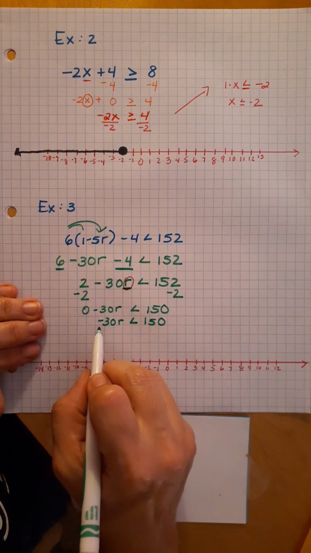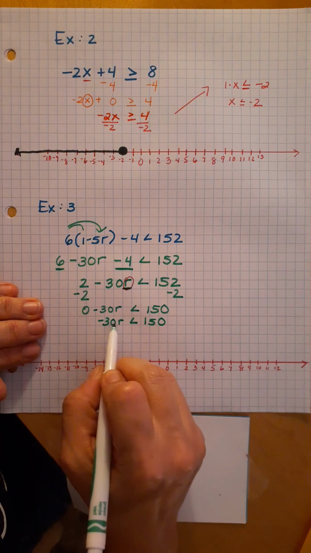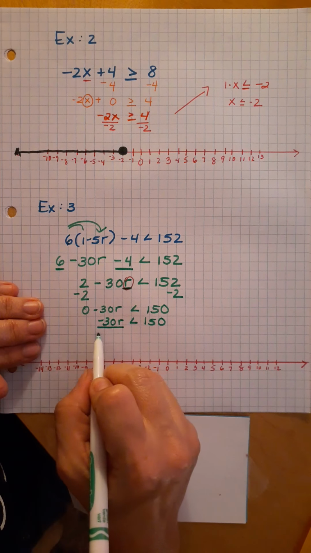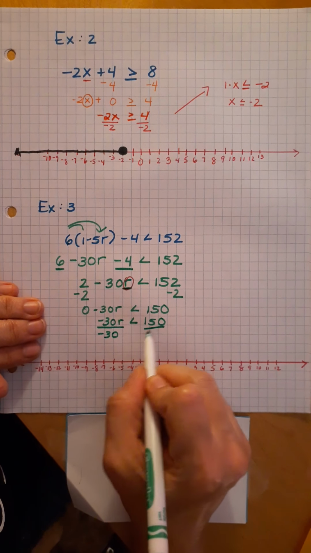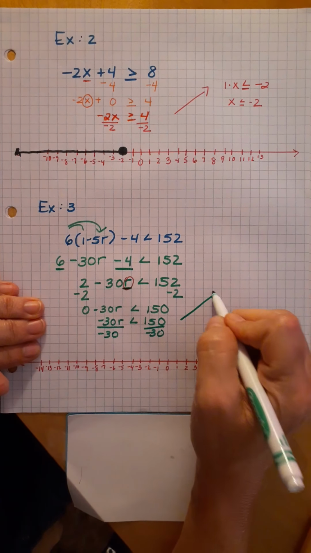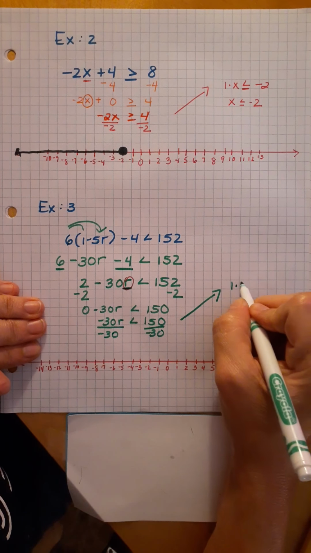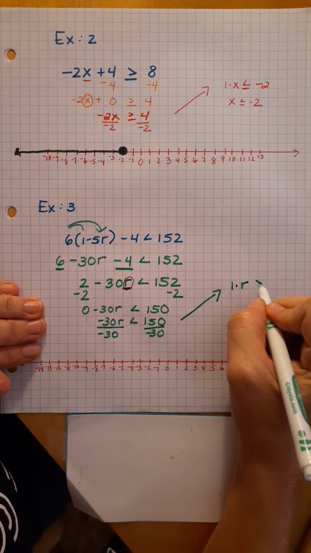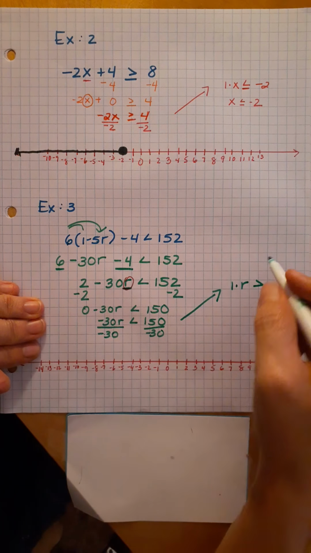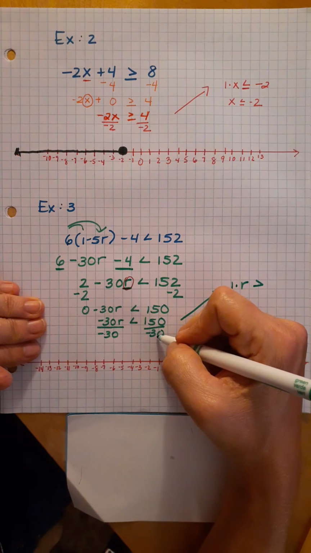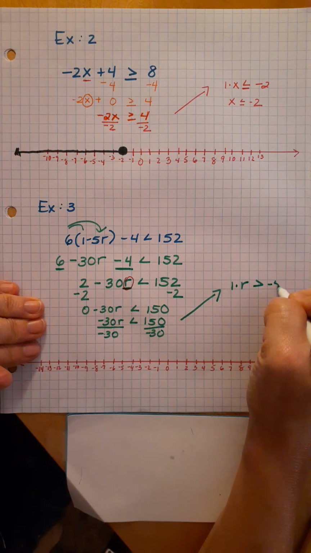And my final thing is I have to get rid of that negative 30 times r. How do I do that? I divide by negative 30 on both sides. And when that happens, negative 30 divided by negative 30 is 1 times r. Flip it because I divided both sides by negative 30. 150 divided by negative 30 is negative 5.